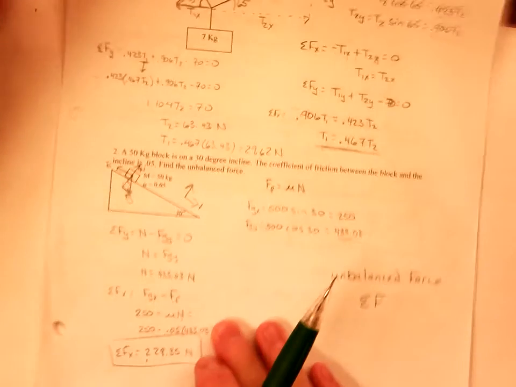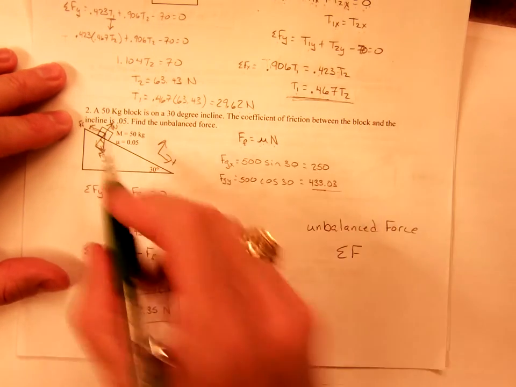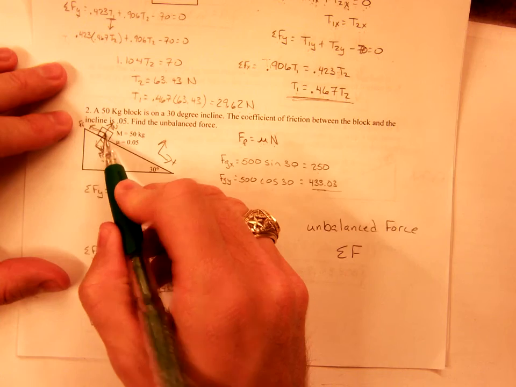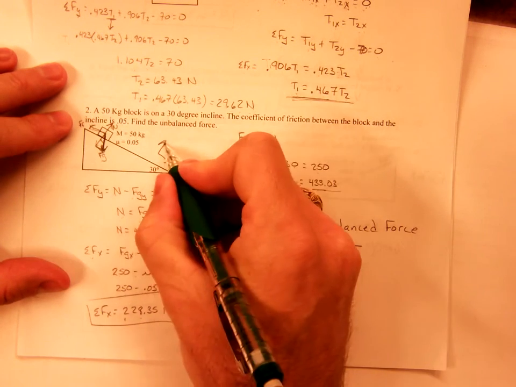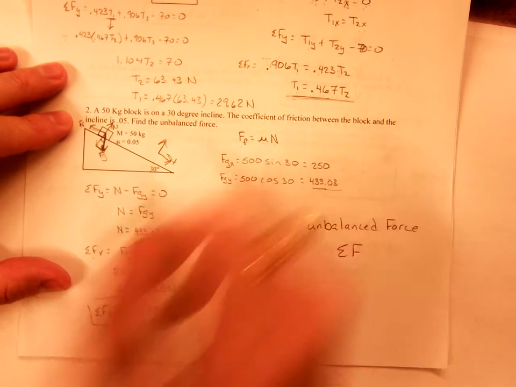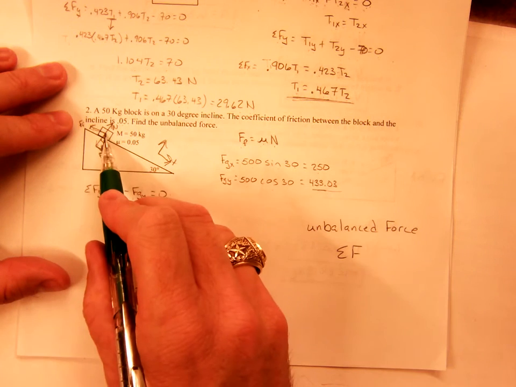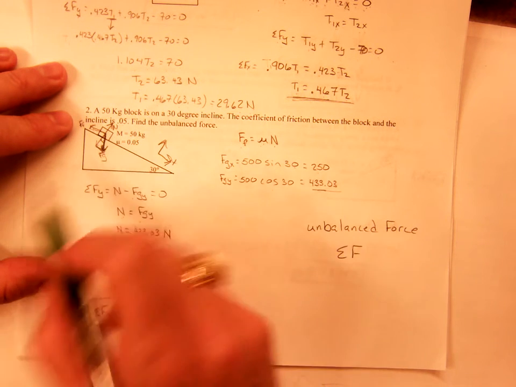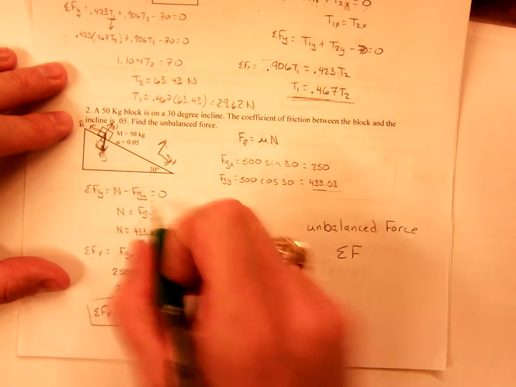Alright, next question. Number 2. This is an inclined plane problem. I draw my free body diagram. I've got my force of gravity going straight down. I create my axes like this. I've got x going down the plane and y going off the plane. And then I have the normal force pointing upwards. Friction is pointing to the left because it's always opposite of motion.